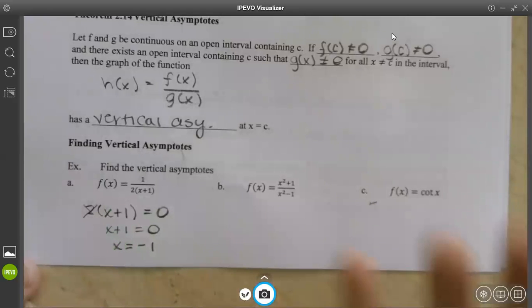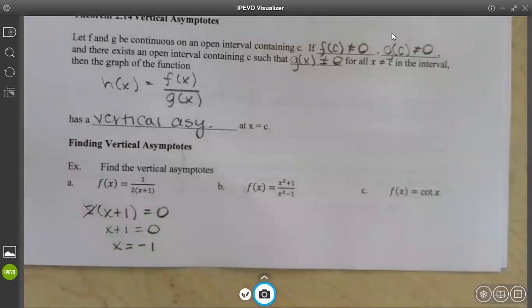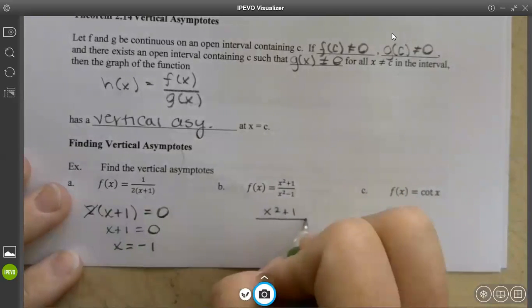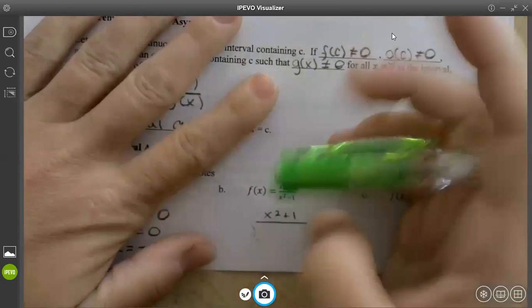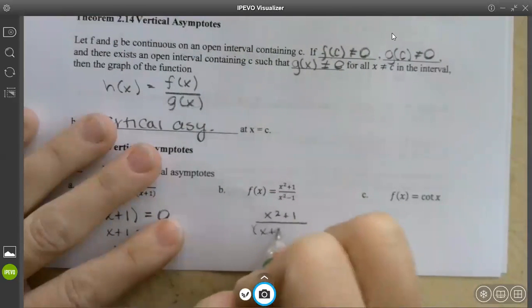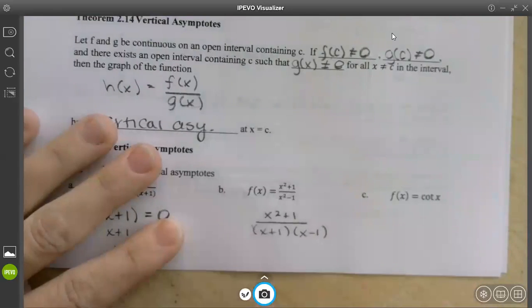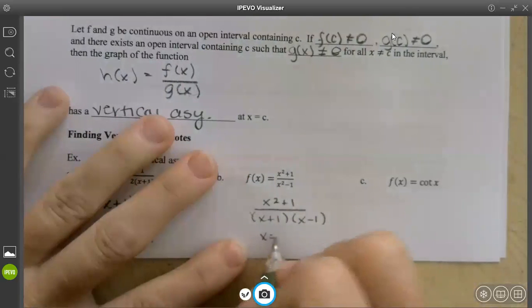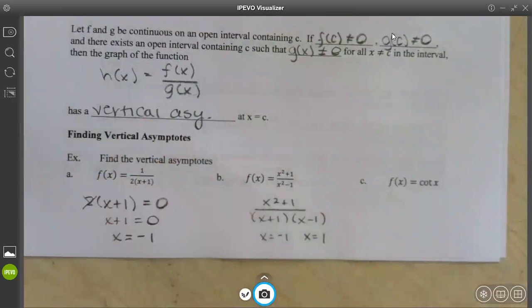So then let's look at B. Can I factor the top? No, because it's plus, I can't factor the top, so it's good to go. On the bottom, I can factor it into x plus 1 and x minus 1, right? How many vertical asymptotes are you going to have? 2. Where are they at? That's it. That's all it's telling you. All that stuff above it is just telling you how to find your vertical asymptote. You will have one if you can't get rid of it. That's what it's saying. All right, so what about this?